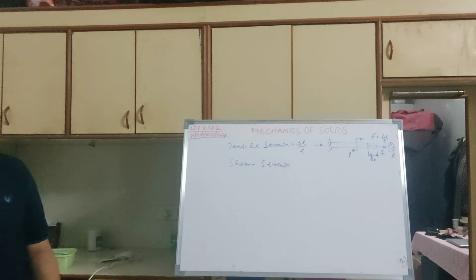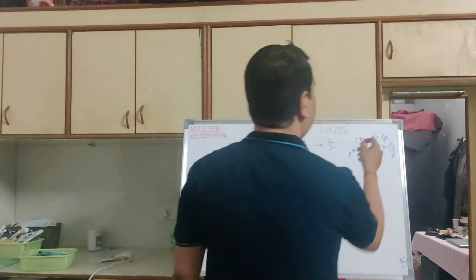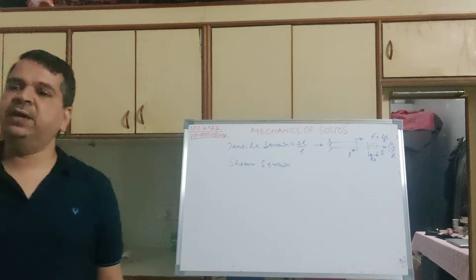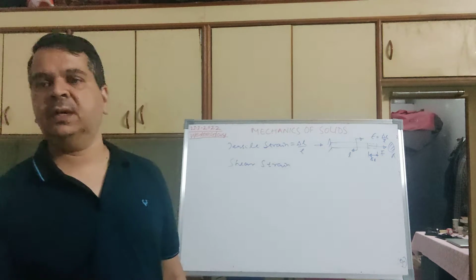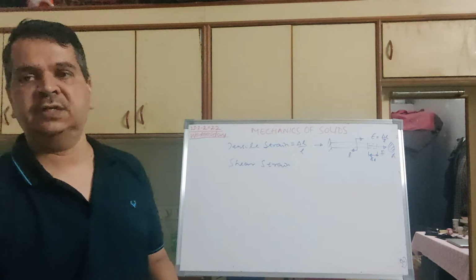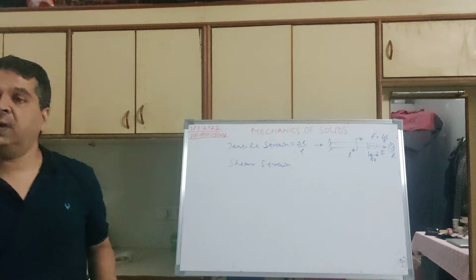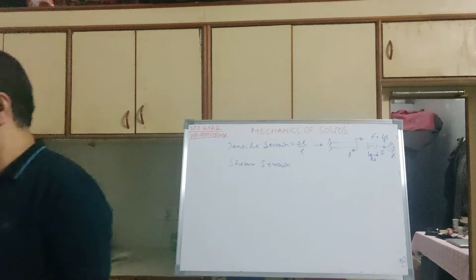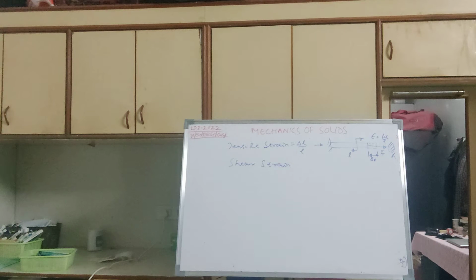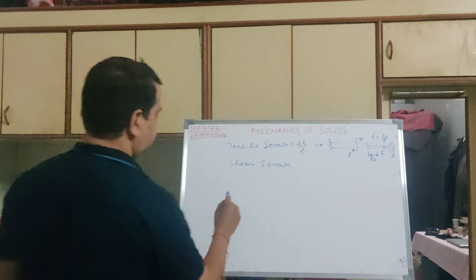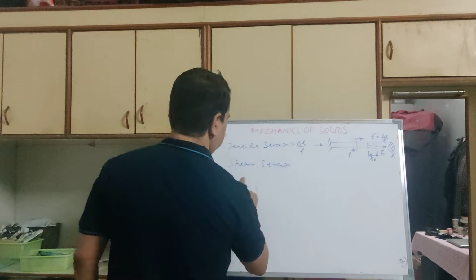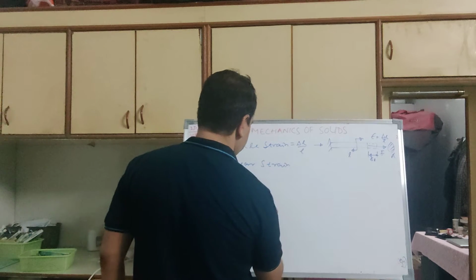So what is shear? In this case, you are applying the force perpendicular to the area of cross section. When you apply a load perpendicular to the area of the cross section, that is called tension. What is shear? When you apply a load parallel to the area of cross section, that will cause shear. Okay. So we'll have one example. Let's say you have a cylinder.